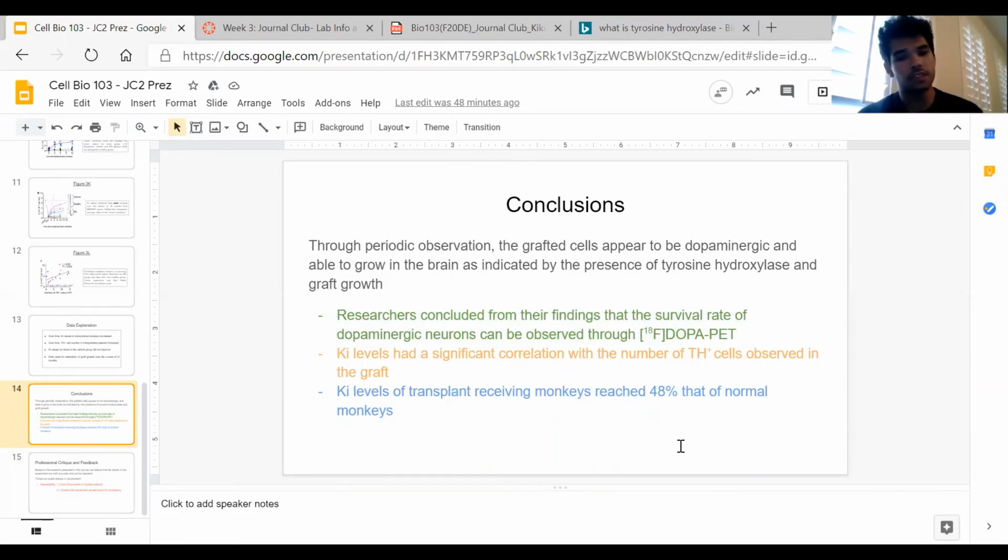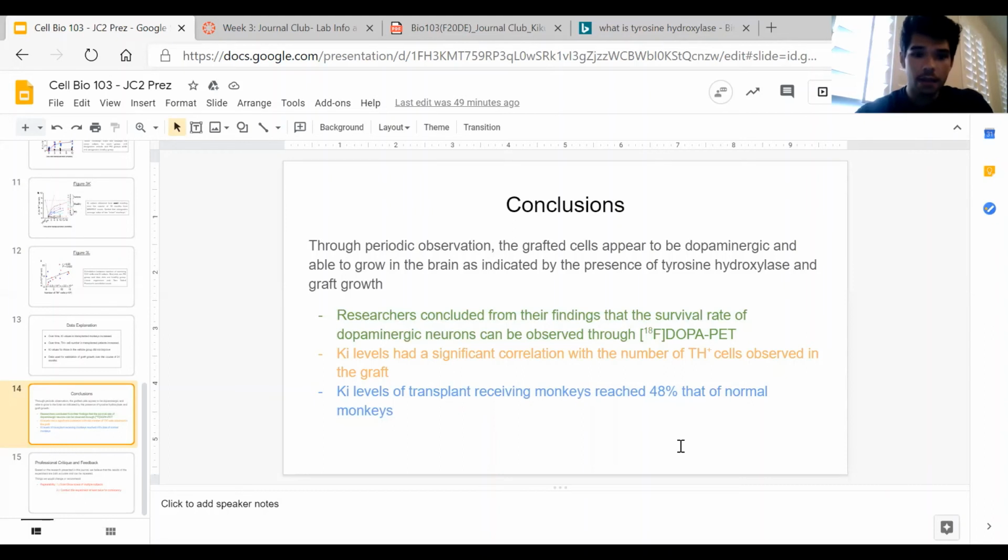So the reason that the presence of tyrosine hydroxylase is promising for these progenitors to be dopaminergic is that if tyrosine hydroxylase is present, that means that dopamine synthesis could possibly be occurring. Now, tyrosine hydroxylase is an enzyme that converts the amino acid L-tyrosine into L-dopa, which is a precursor for dopamine.